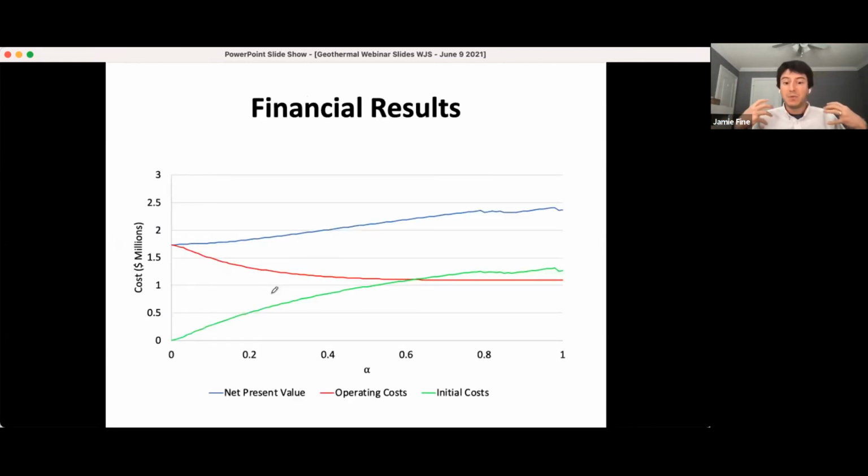So what happened? Well, here are the same type of financial plots that we saw before. The green, again, is the initial cost, so mainly the cost of drilling. The red is the operating cost. As time goes on, as you have a larger and larger ground source heat pump system, you're reducing the operating cost of the system by improving its efficiency. But then when you add them together, you get the net present value.